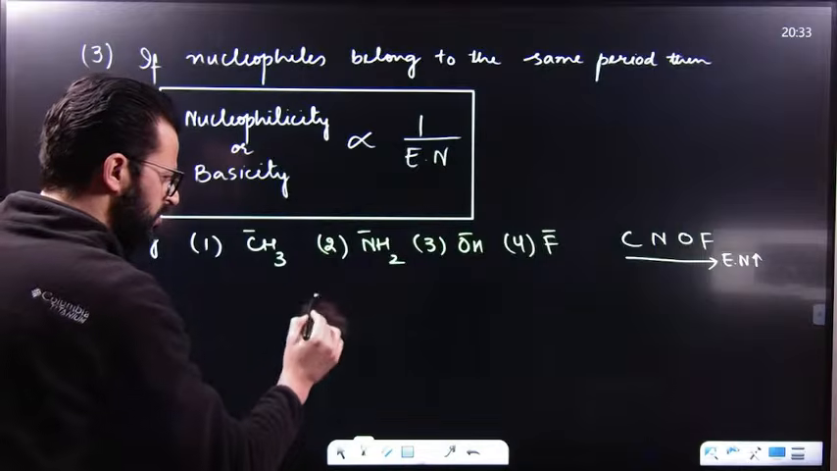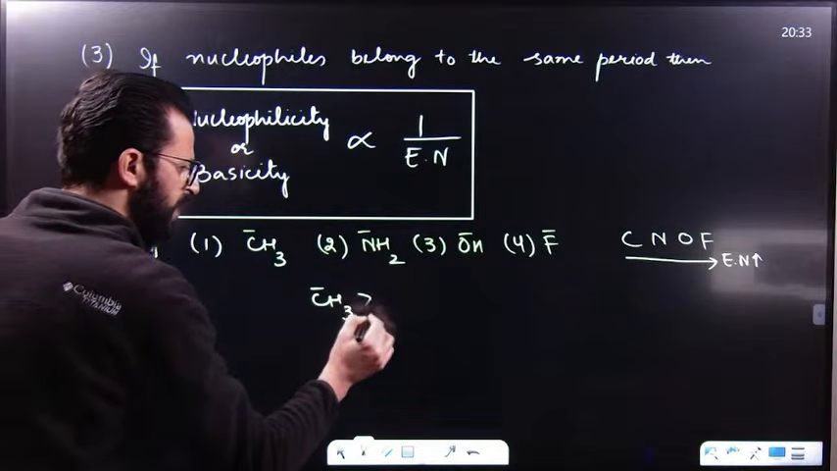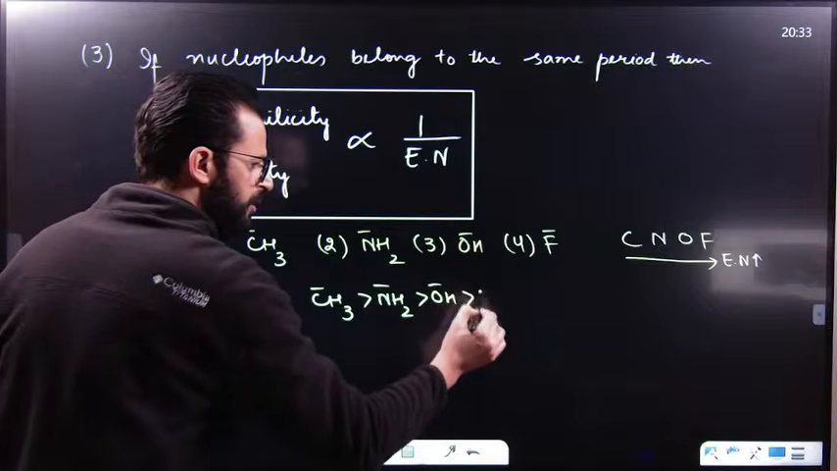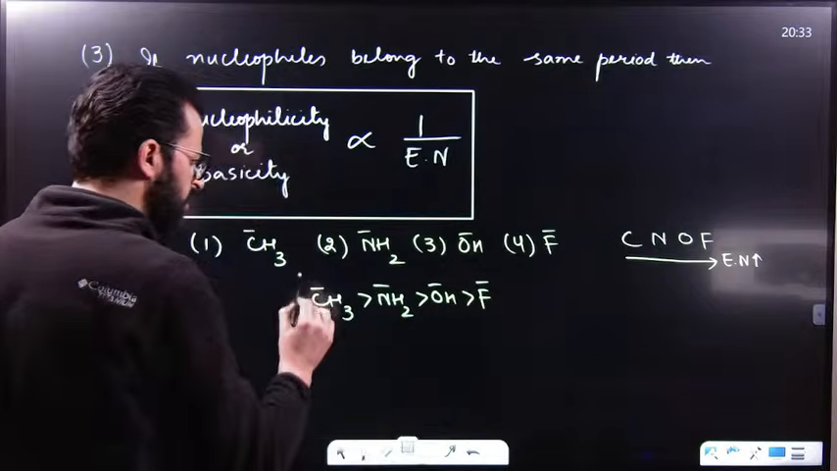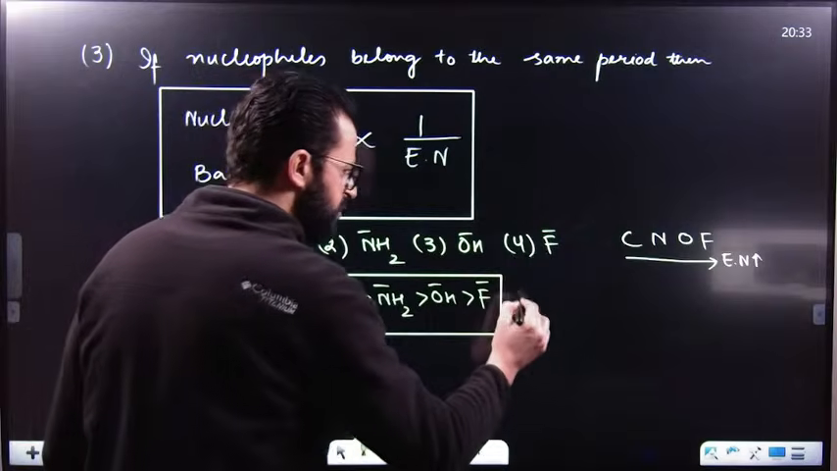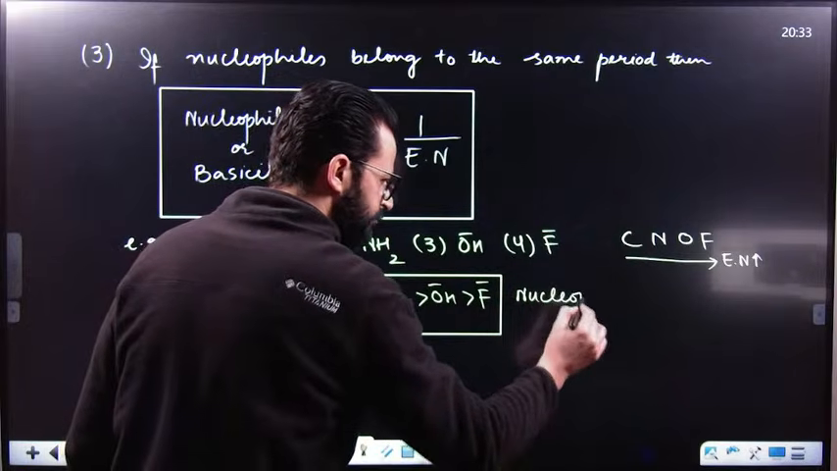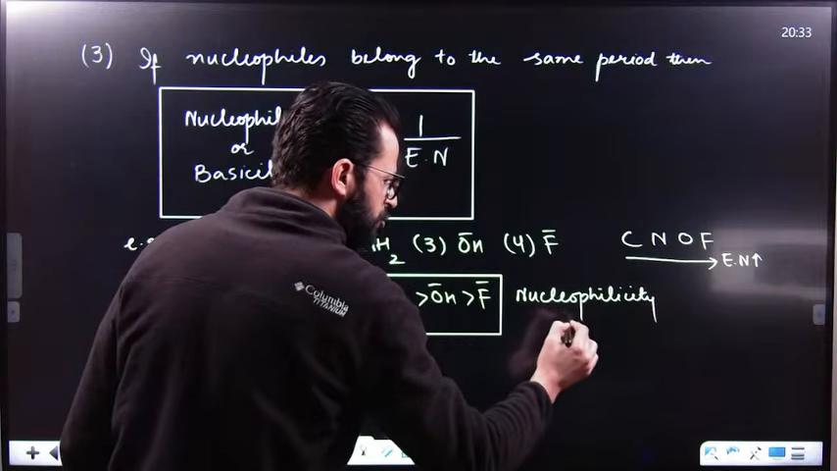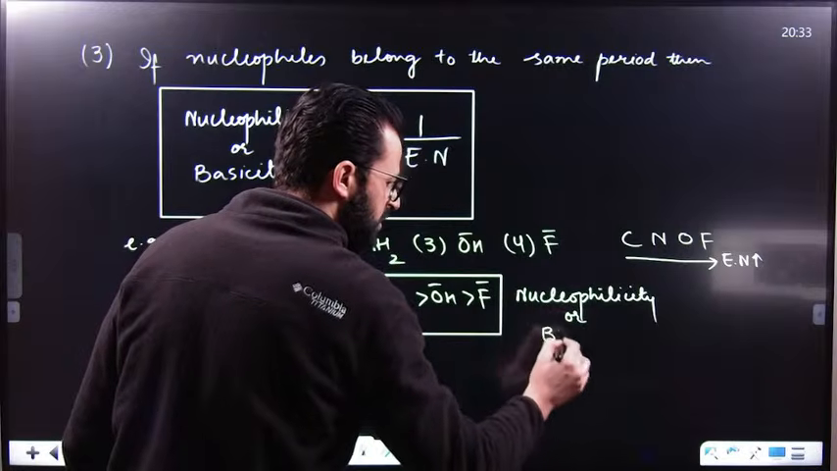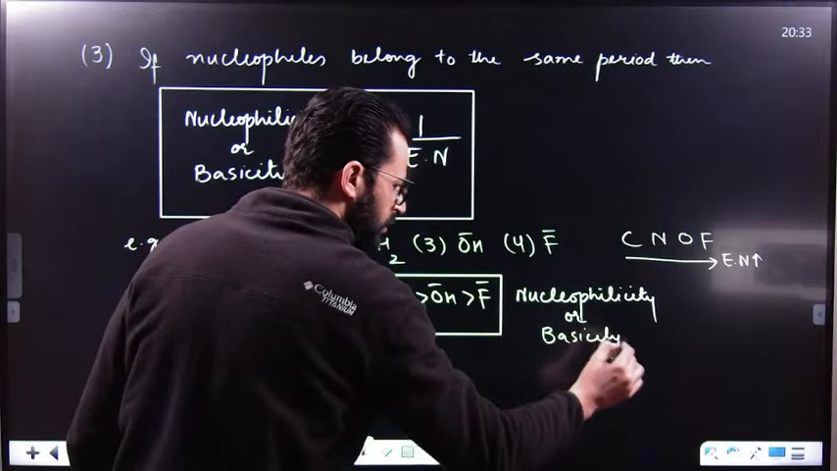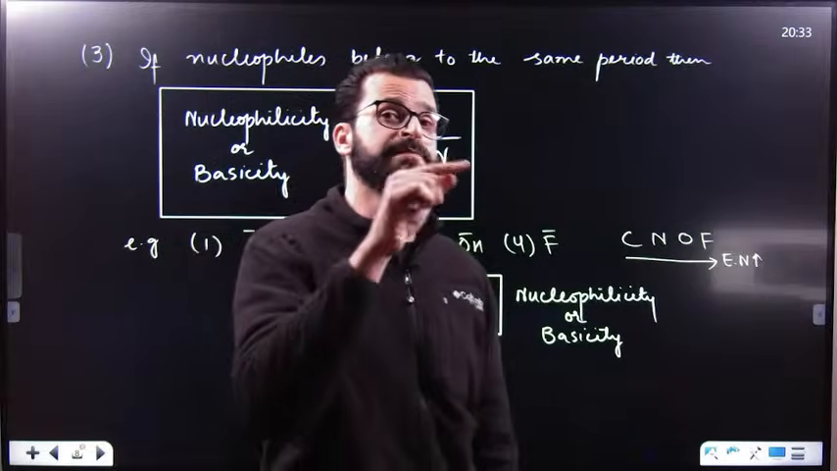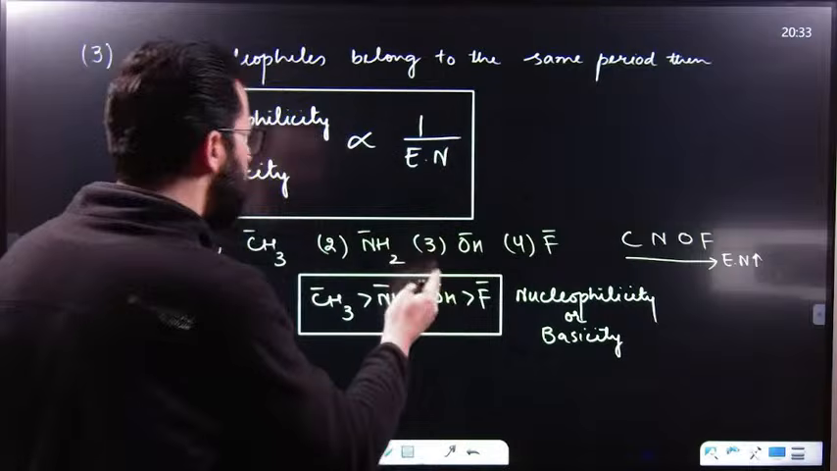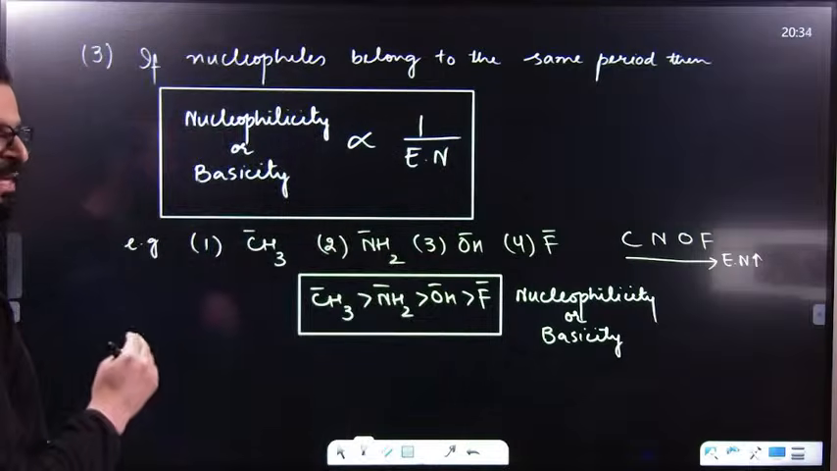So the nucleophilicity as well as basicity order will be CH3 minus, then NH2 minus, then OH minus, then F minus. So in point number 1, nucleophilicity parallels basicity. In point number 2, nucleophilicity parallels basicity. And in this point, nucleophilicity parallels basicity as well.